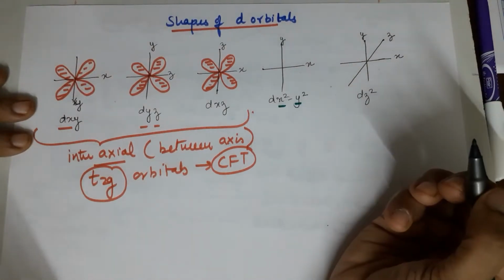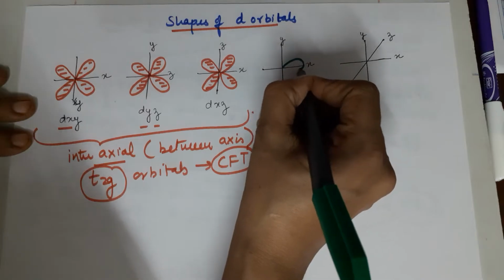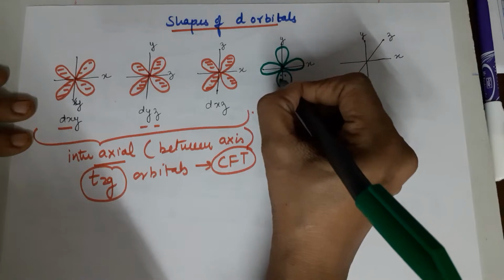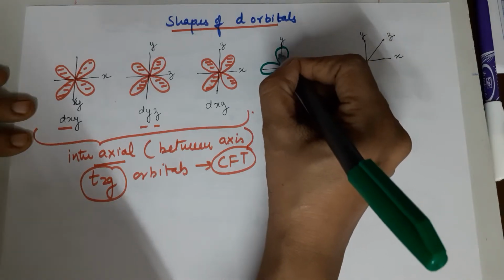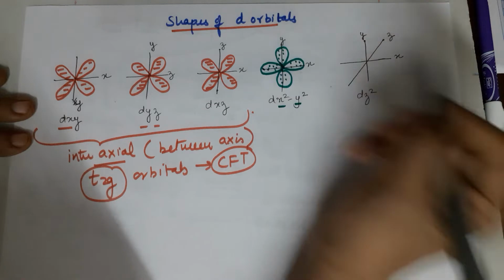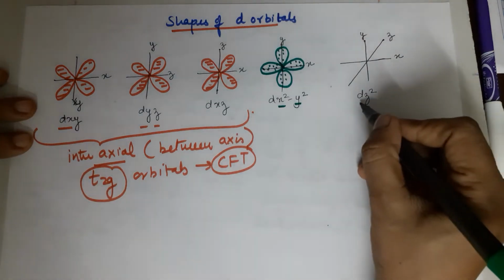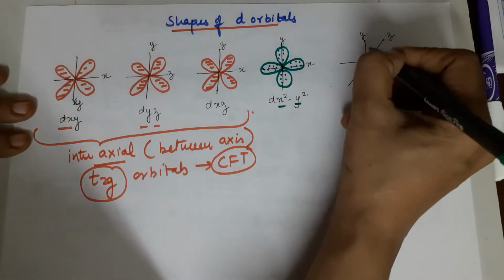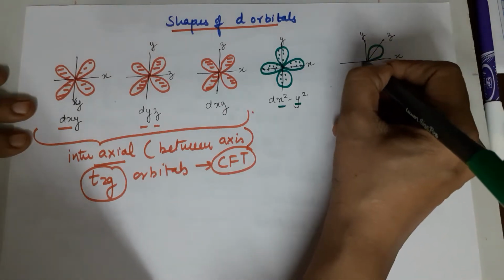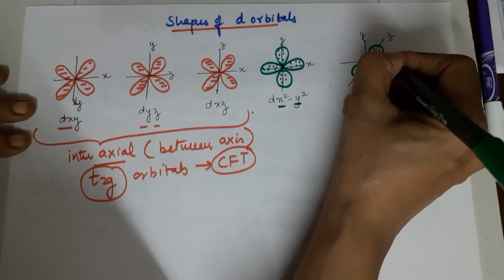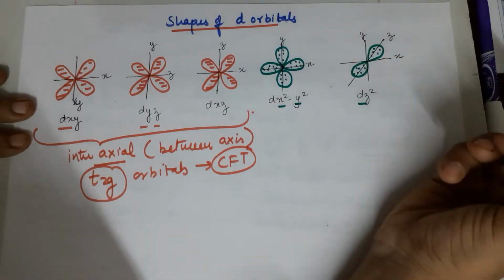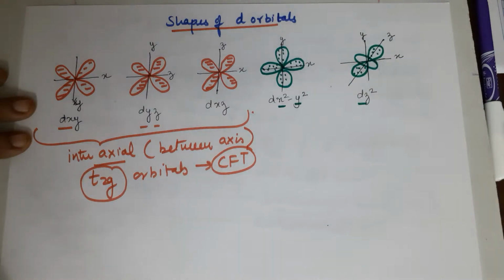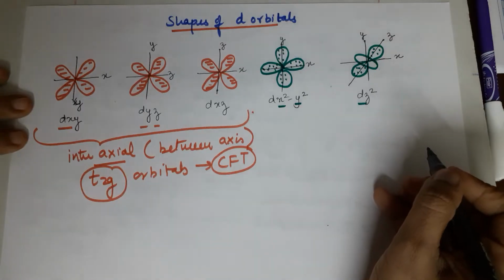The next is a dx square minus y square. This orbital is an axial double dumbbell, which means the orbital is on the axis. It is not in between the axis, it is on the axis. Similarly, you have a dz square. Dz square is one of the d orbitals whose shape is altogether different. This is also an axial orbital, but it is not a double dumbbell. It is on the z axis and there is a disk on the xy plane. So these are the shapes of the d orbitals that you should know.